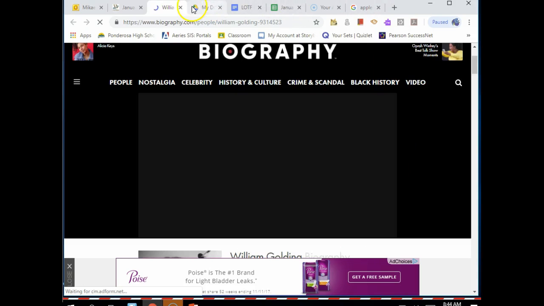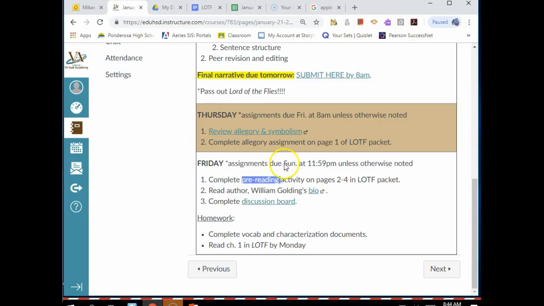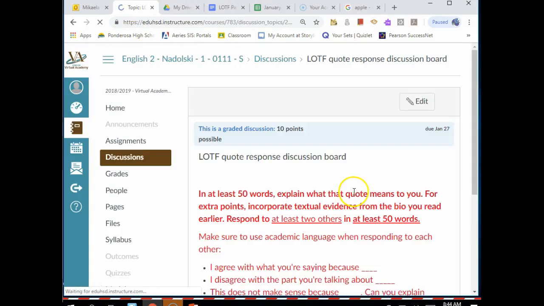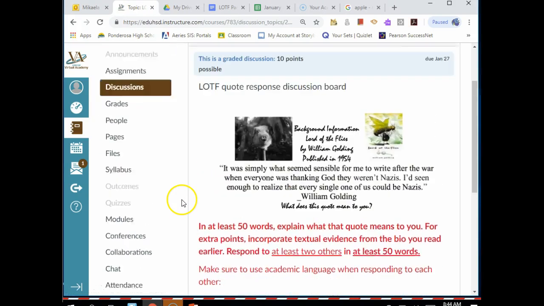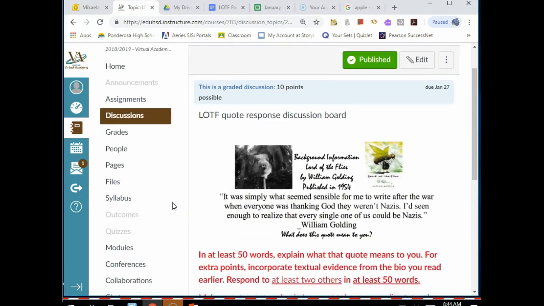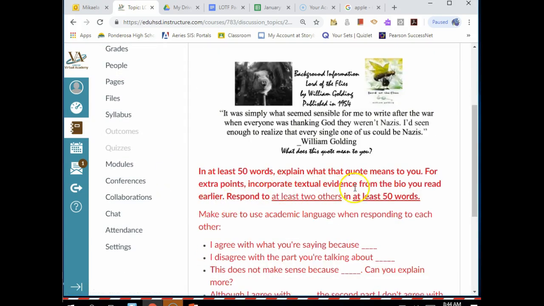Once you read through this, you need to complete this discussion board. On the discussion board, I want you to look at this quote, okay? So he actually said this quote in 1954. It was simply what seemed sensible for me to write after the war when everyone was thanking God they weren't Nazis. I had seen enough to realize that every single one of us could be Nazis. Okay? And at least 50 words explain what this quote means to you. For extra points, incorporate textual evidence from the bio you read. Respond to at least 2 others.